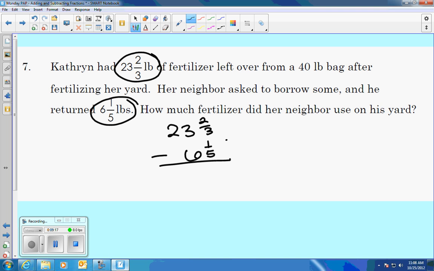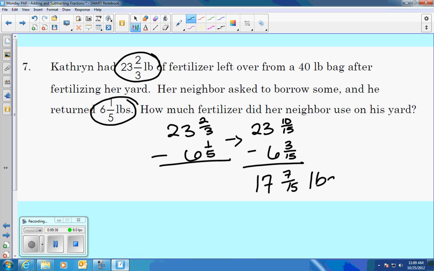However, I need common denominators, so this is going to be 23, and I'm going to use 15. So times 5 on top and bottom, and on this one times 3, top and bottom. 10 minus 3 is 7/15. 23 minus 6 is 17. So there were 17 7/15 pounds that her neighbor used.